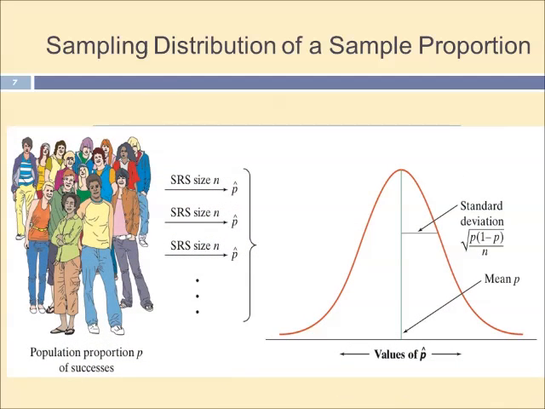So again, we're taking random samples of size n, and we calculate their sample proportions, and we're looking at the distribution of those proportions. They fall along the horizontal line with this particular shape in the distribution. The mean of the distribution is the same as the population proportion, and the standard deviation is given by that formula.